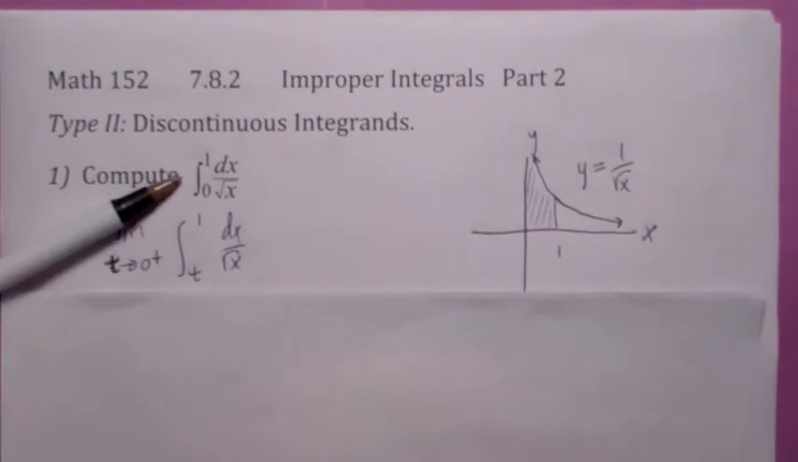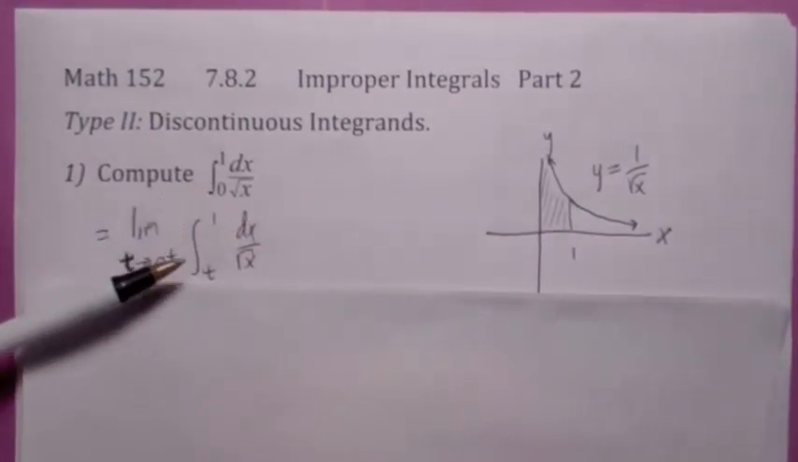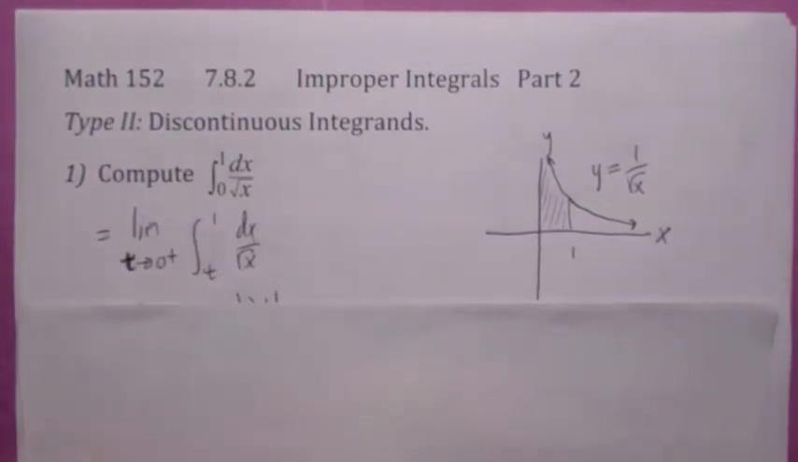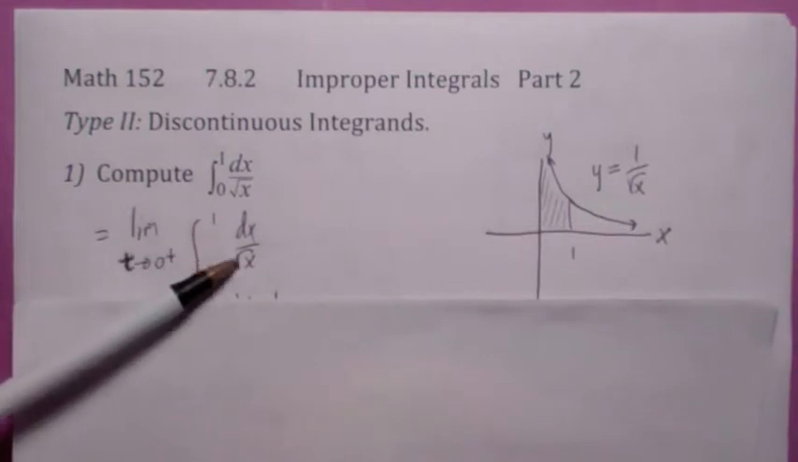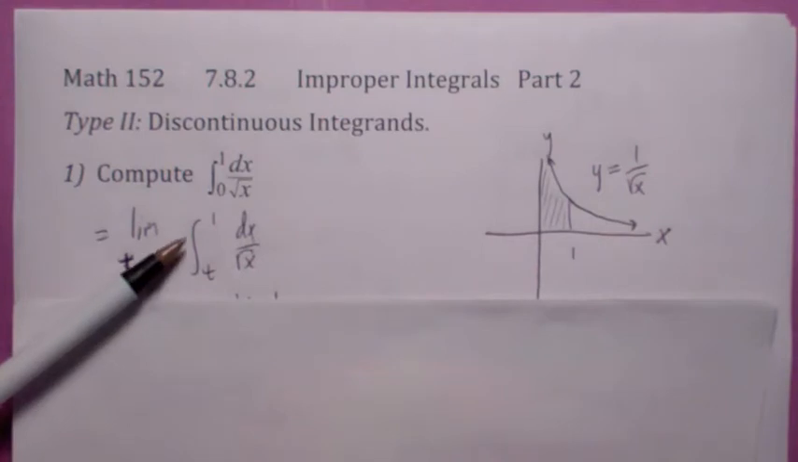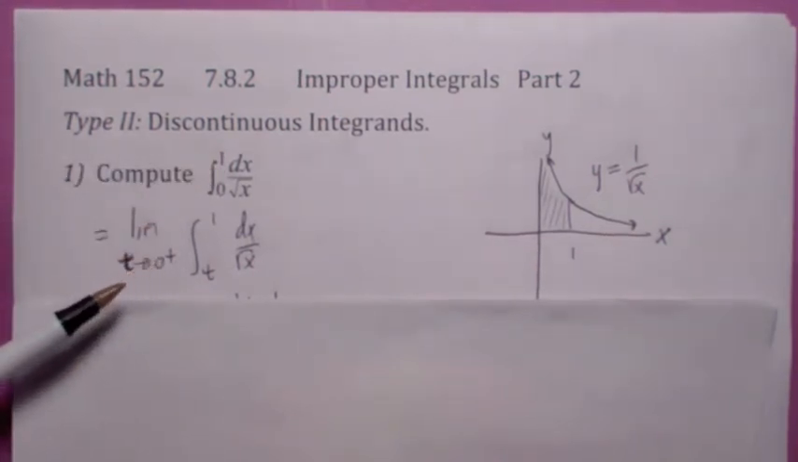So we define the improper integral kind of like what we did for type 1. We're going to first define the definite integral from t to 1, and then we're going to compute that definite integral. And then at the very end, we're going to look at what happens as t goes to 0. But we're only looking from one side. We don't care what happens below 0. It only happens when you approach 0 from the right.